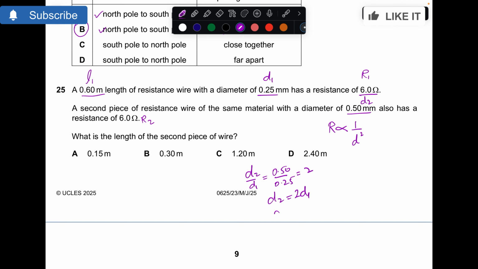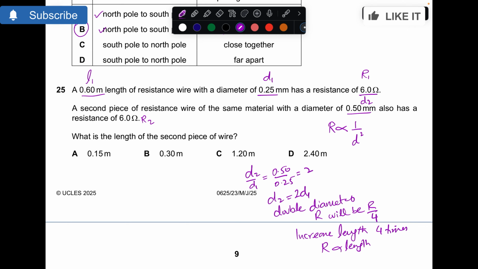So if you double the diameter, the resistance R will change to a quarter, because you have to take the square of whatever you do to the diameter. So to keep R the same, you have to increase the length 4 times, because R is directly proportional to the length. When you increase the length 4 times, this effect will be cancelled out. So the length is 0.60 multiplied by 4, which gives you 2.4. That is option D.